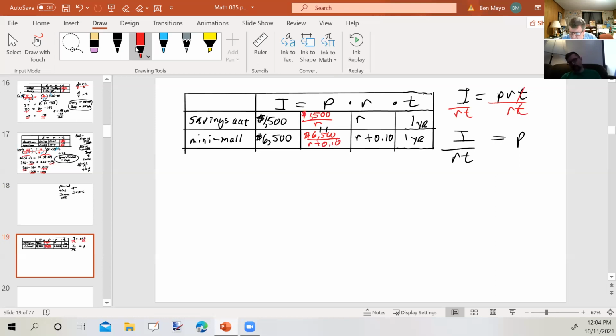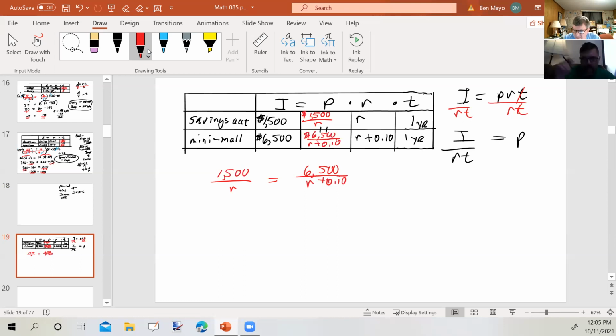Just like in the previous two examples, two things equal, that creates our equation. So the principal of the savings account equals the principal of the mini mall. So our equation becomes 1,500 divided by R equals 6,500 divided by R plus 0.10.